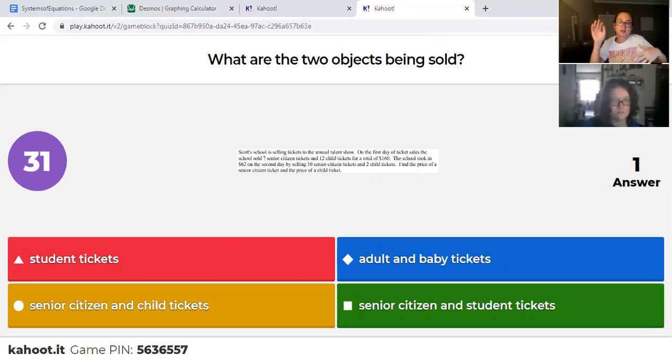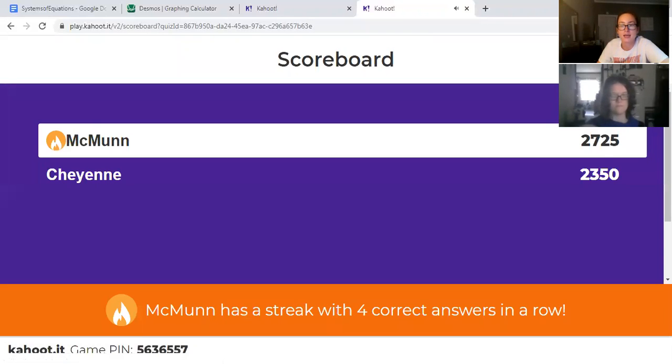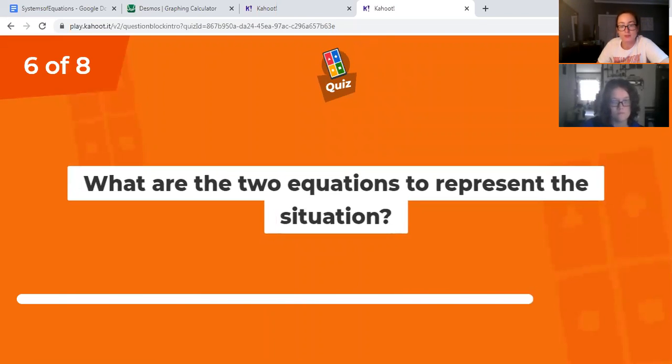Okay, so instead of 2 different people's equations this time, it's going to be an equation for the first day and then an equation for the second day. But they're still selling just tickets, but it's not just student tickets. They've got students and senior citizen tickets. Yep, senior citizen. And I think it might be child though. Very good. All right, now we've got to take that information and put it into equations to make a system of equations.